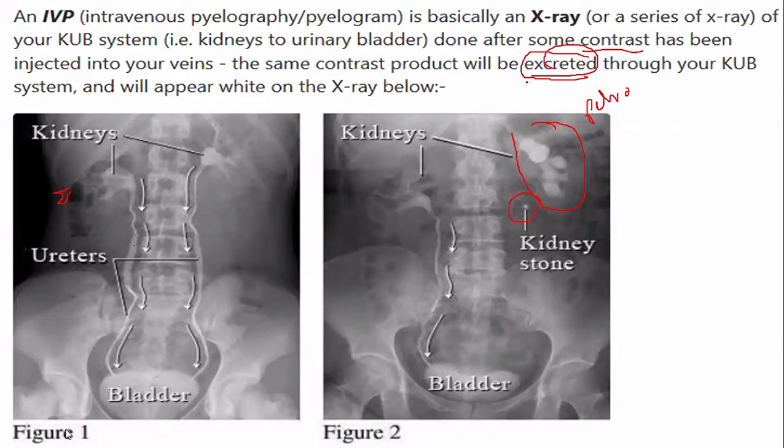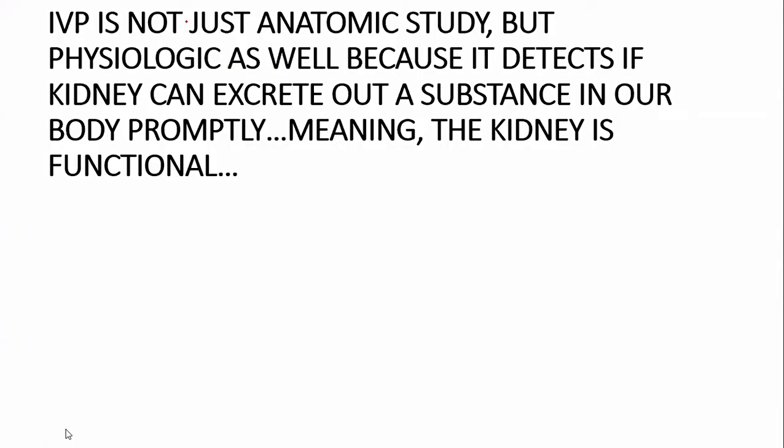Now, one good thing about IVP is that it can measure the excretability of a thing. You cannot do that in an X-ray, and you cannot do that in an ultrasound. So look at this. IVP is not just an anatomic study, but physiologic as well, because it detects if the kidney can promptly excrete a substance in our body, meaning the kidney is functional. So take note of this example.